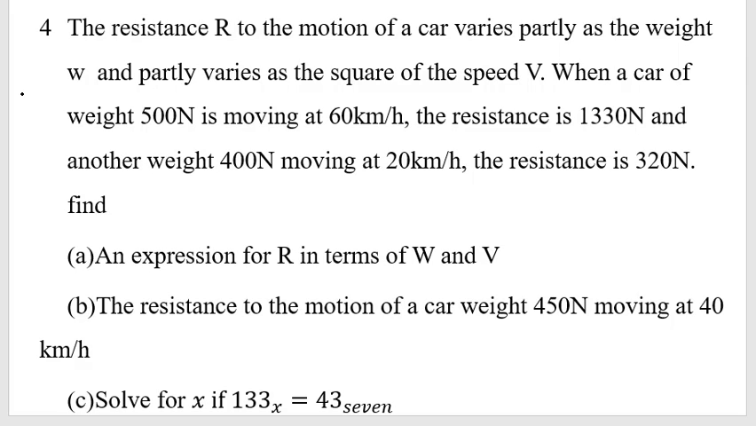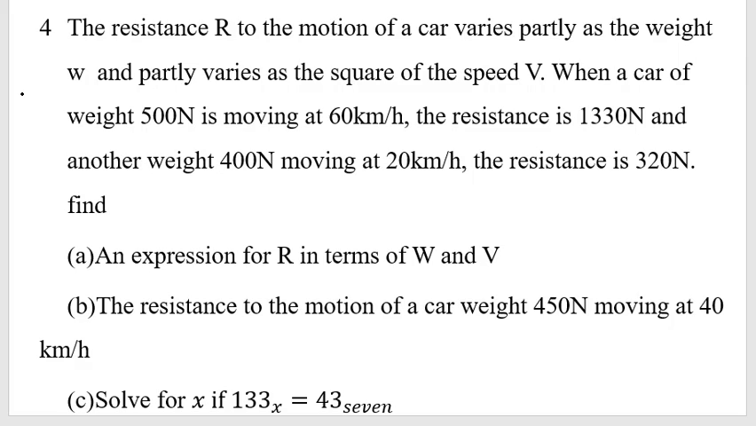The question wants us to find A, an expression for R in terms of W and V, and for B, the resistance to the motion of a car of weight 450 N moving at 40 kilometers per hour. For C, a different question on its own, a number base question. That is, the question wants us to solve for x if 133 base x is equal to 43 base 7.